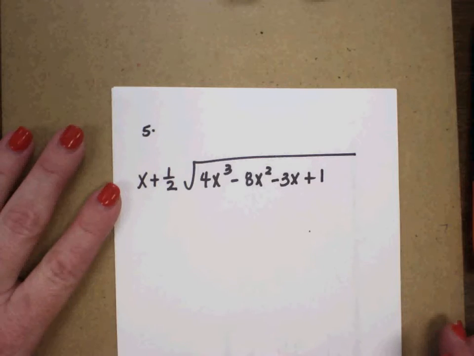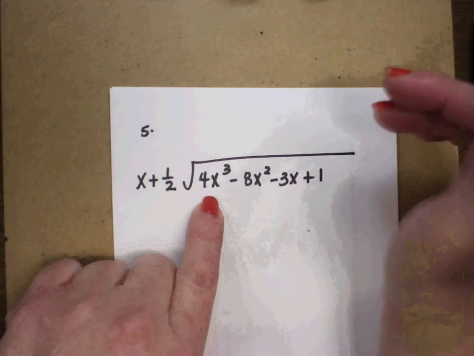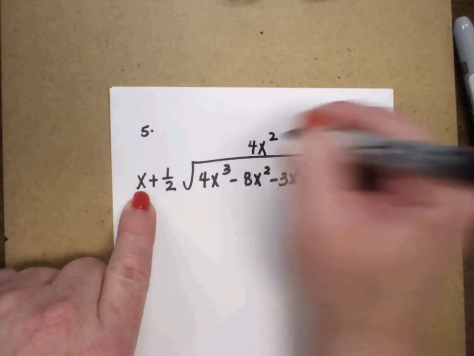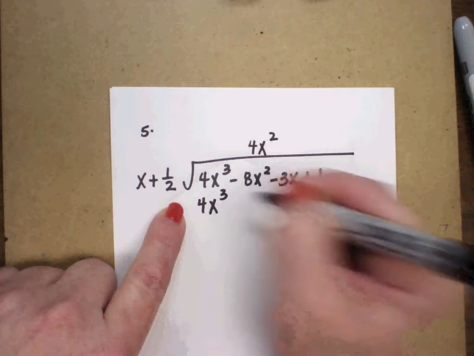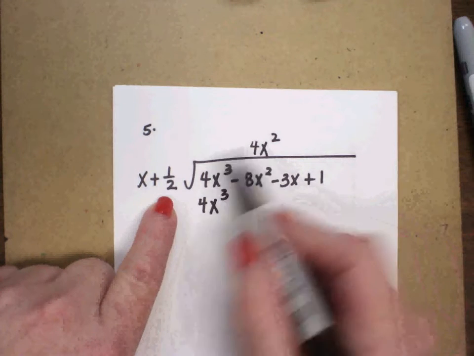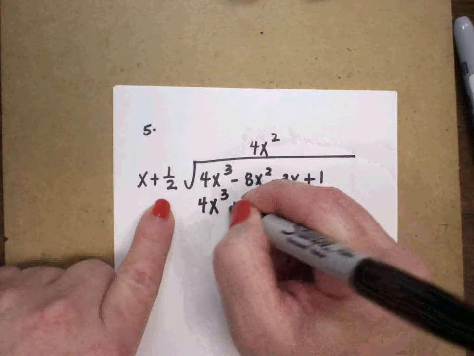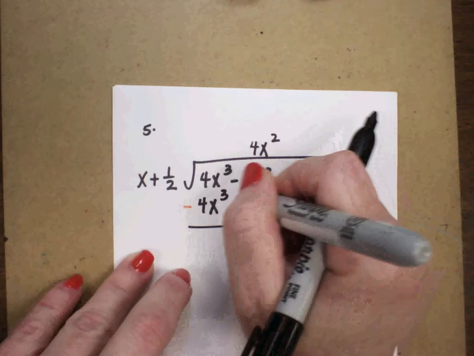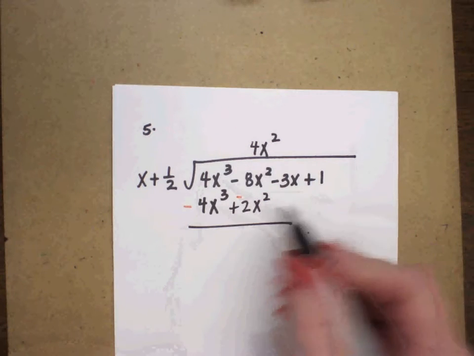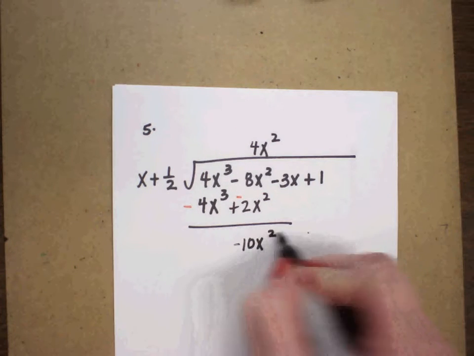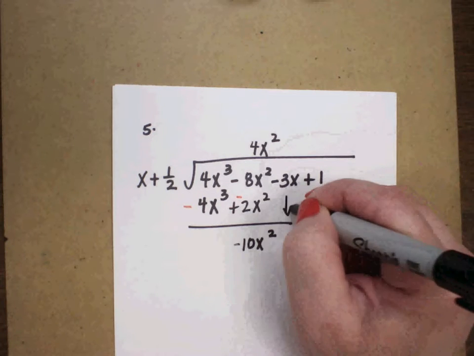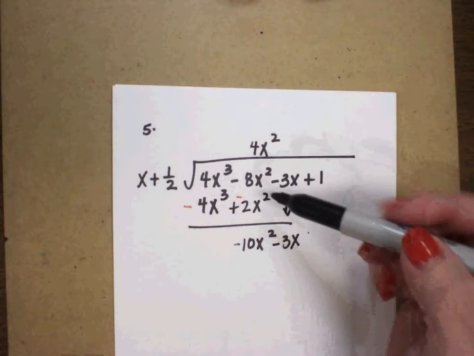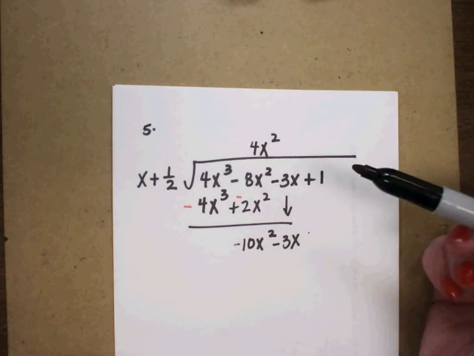All right. So I want to get rid of 4x cubed. I already have an x, so I need to multiply this by 4x squared. And this would be 4x cubed. 4 times, half of 4 would be 2x squared, right? Then I'm going to change. That's 0. That's negative 10x squared, right? Bring down the negative 3x. Negative and negative. You add them up, right?